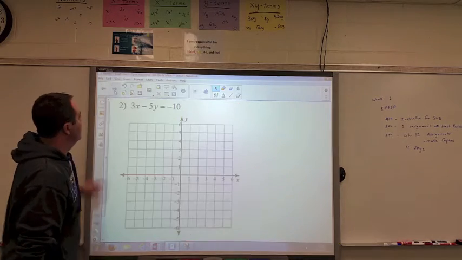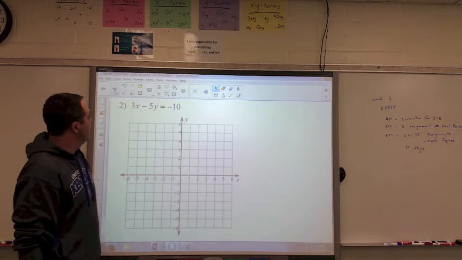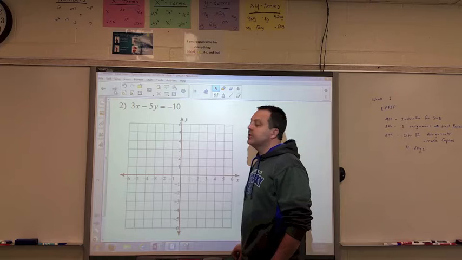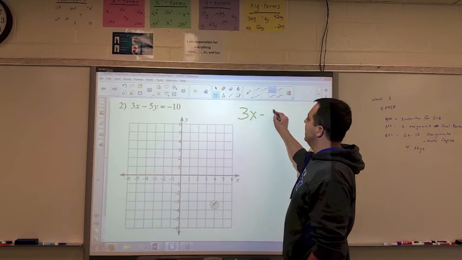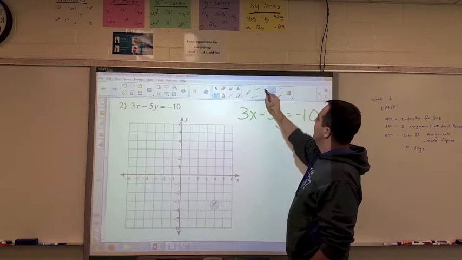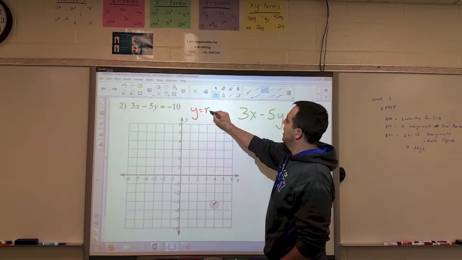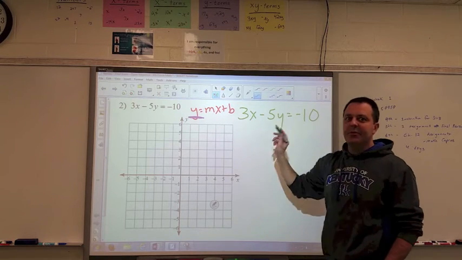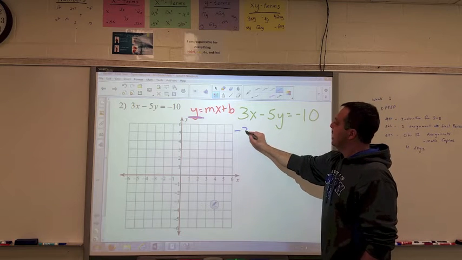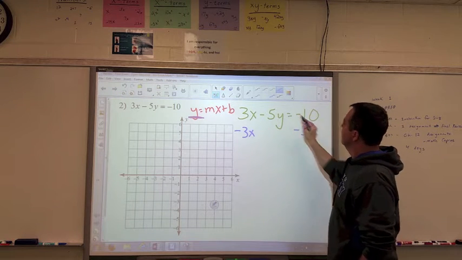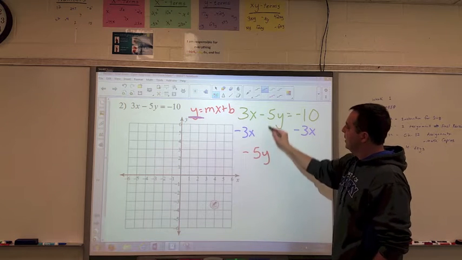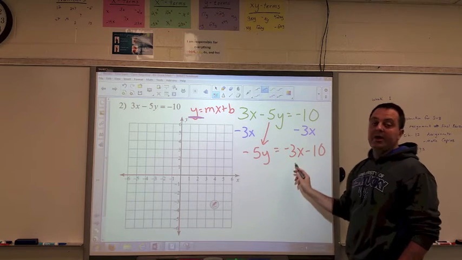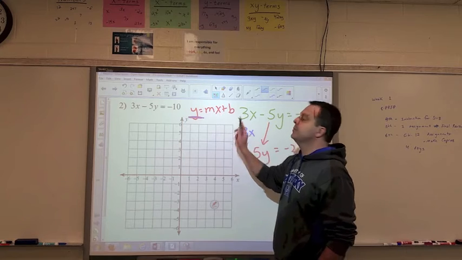Let's go on to number 2. Here's one that we've also been practicing, where you're trying to take a linear equation that is in standard form, and I'm asking you to write it in slope-intercept form. So we're going to take 3x minus 5y equals negative 10, and we're writing it in y equals mx plus b form. That means we have to get y all by itself. Got to get rid of everything else except for the y. So we're going to get rid of the 3x, subtracting 3x from both sides. That gives us negative 5y, that's all that's left over, equals negative 3x minus 10. We're writing that x term first because we want it in mx plus b form.